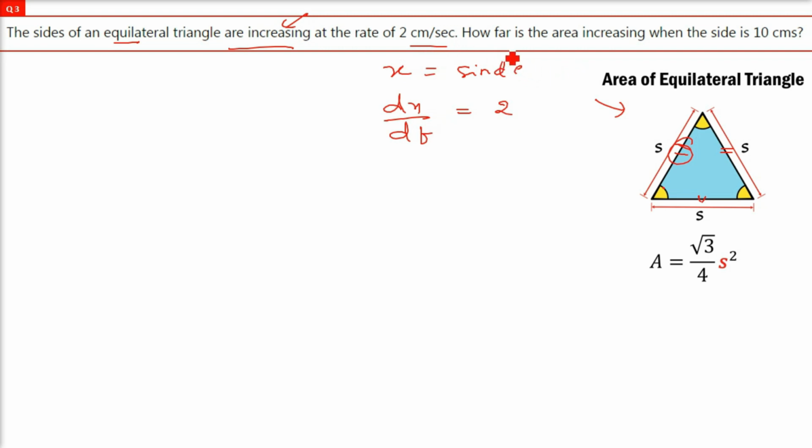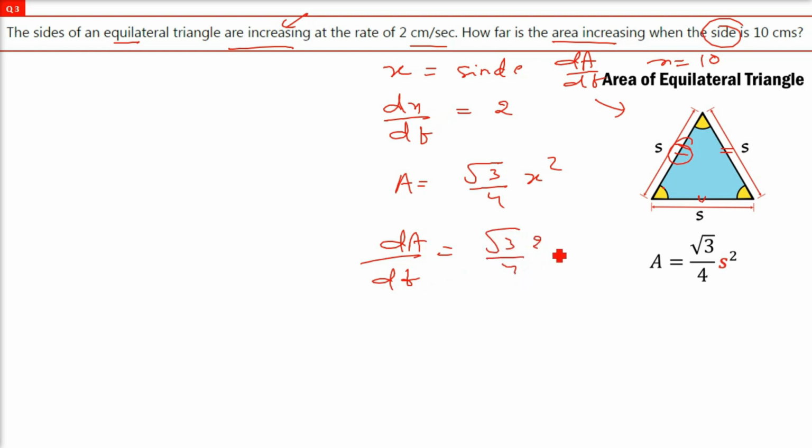Don't even ignore it. How fast is the area increasing when the side is 10 centimeters? Area is root 3 by 4 side square. We have assumed side as x. So dA by dt we are going to do. Side is 10 centimeters. So d capital A by dt is root 3 by 4 into 2x dx by dt.